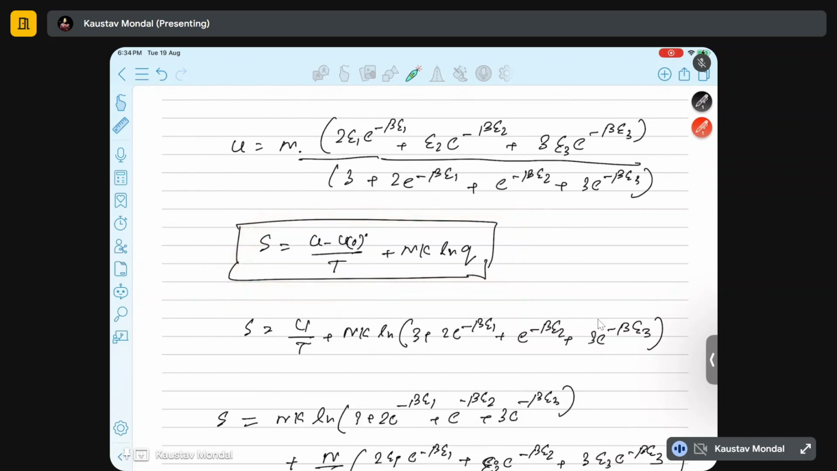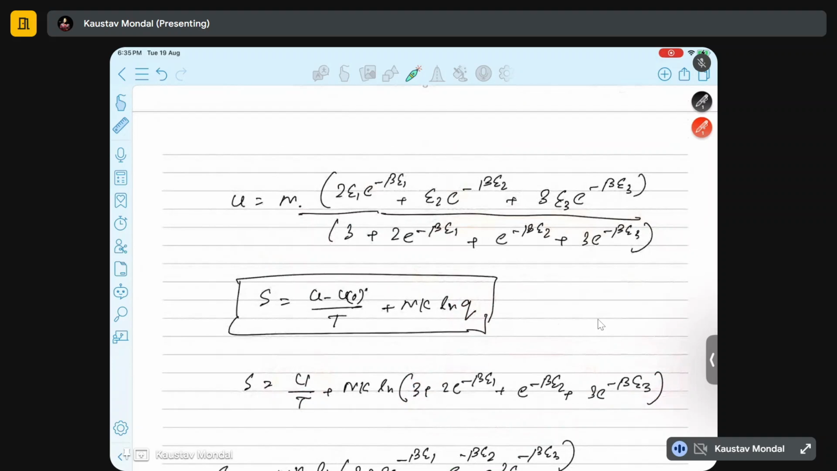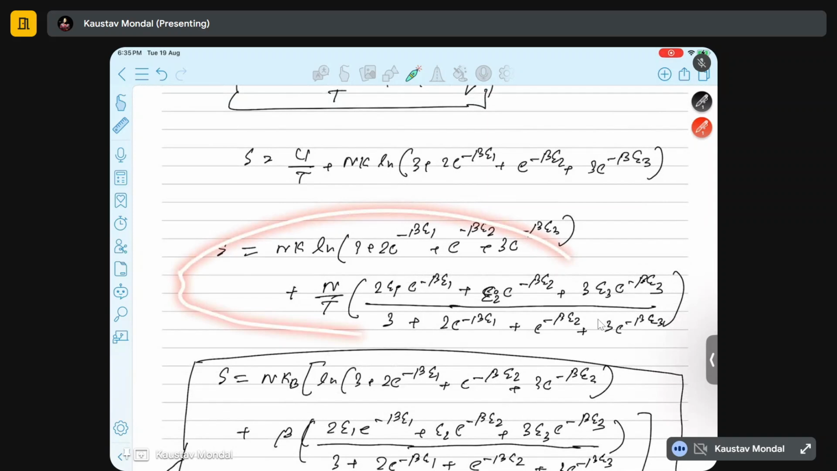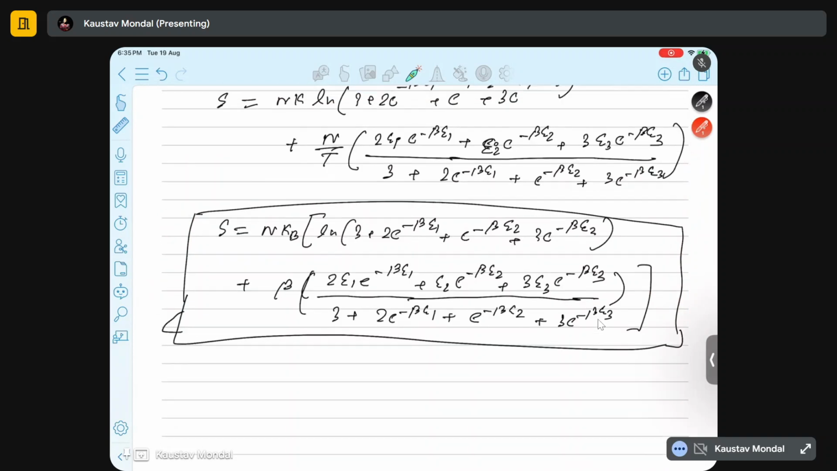For our convenience, we are considering this U0 as equal to 0. So the entropy is simply equal to U by T, and U is nothing but the total energy. We first substitute the Q here, and we also derived the internal energy expression in our previous derivation. This is the expression of the internal energy. After substituting those two quantities in the expression of the entropy, we get the total result, the derivation of the entropy. Okay, so this is a type of problem.